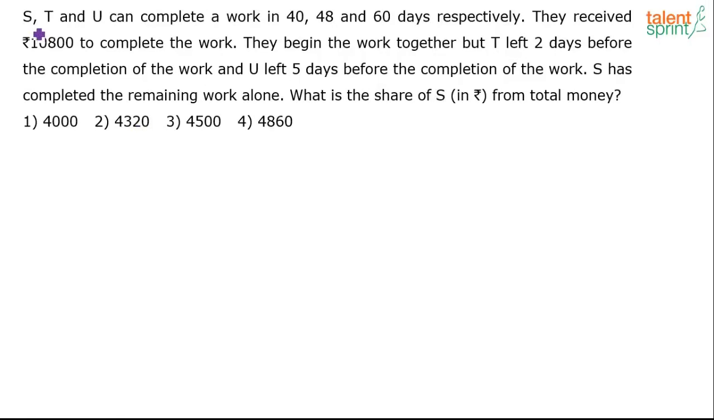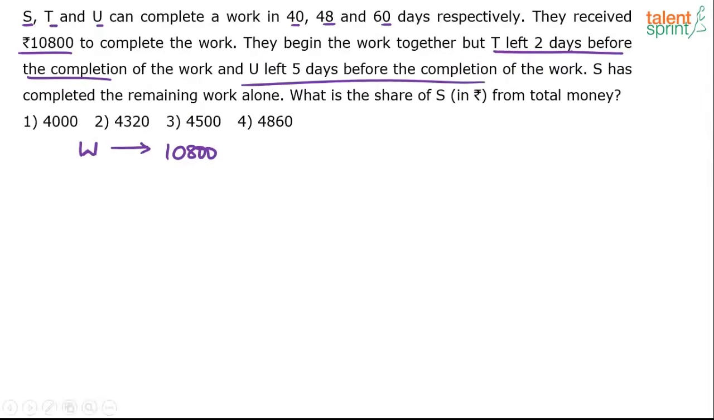4,860. So he's talking about 3 persons, S, T and U, who can complete a work in 40, 48 and 60 days respectively. They received total how much? 10,800 to complete the work. So let's assume the total work to be done is W, for which the amount paid was 10,800. Now, they all begin the work together, but T leaves 2 days before the completion and U left 5 days before the completion. S has completed the remaining work alone. So only 2 people leave. T leaves 2 days before completion and U leaves 5 days before completion. S continues and he completes the remaining work. What is the share of S from the total money?